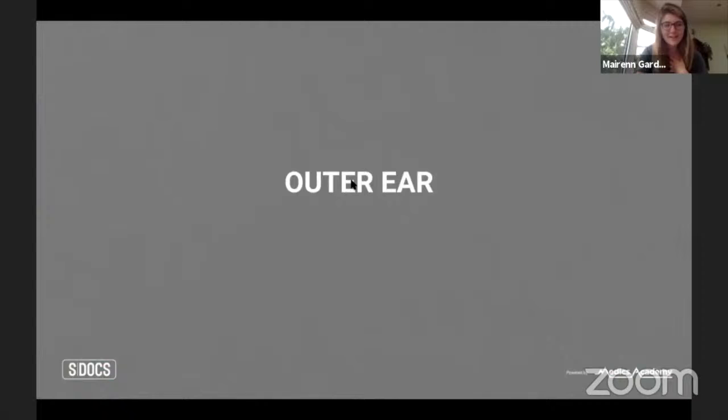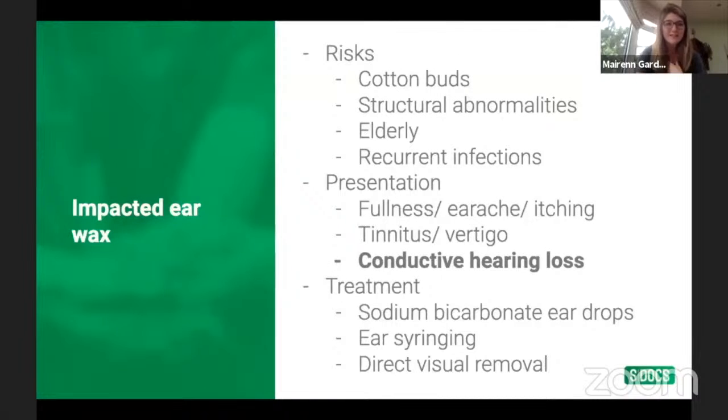So going over the outer ear causes, impacted earwax. This is one of the most common reasons for people having altered hearing, and the main reason for it is the use of cotton buds. Earwax should be found in the lateral 1/3 of the ear canal, and if it's found more medially to this, it suggests that cotton buds are being used and it's impacting the earwax.